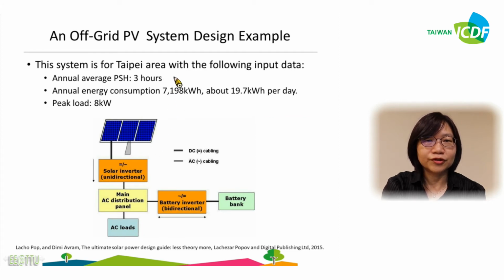So let's use an example to do a basic calculation. So here, if we have an off-grid PV system, and the location is in the Taipei area, and we assume that the annual average PSH is 3 hours, and the annual consumption is about 7.2 megawatt hours. So if you divide it by 365 days per year, then you can get 19.7 kilowatt hours per day. And then you may have the peak load. The peak load means that maybe you have a lot of appliances running together, so you end up with a large power demand.